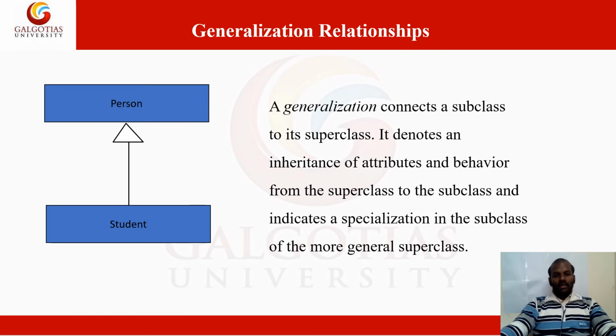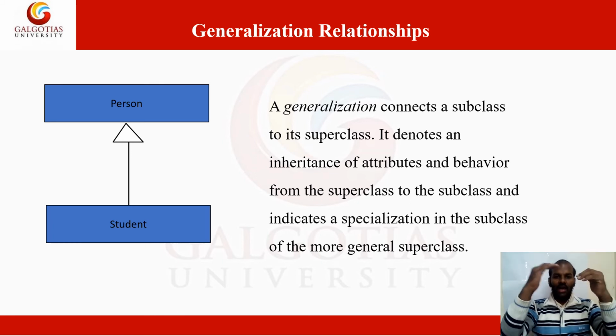So the next relationship is generalization. What is meant by generalization? Generalization is always denoted as a line, and that line will have an up arrow mark. This arrow mark indicates the generalization. I think we already studied the inheritance concept.